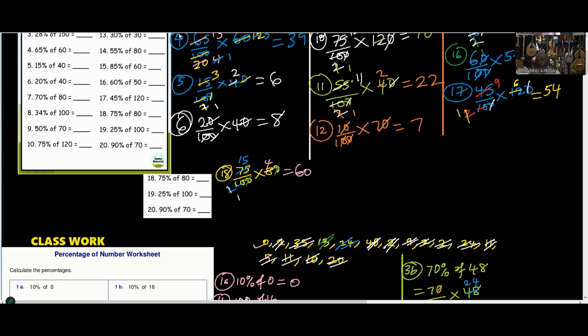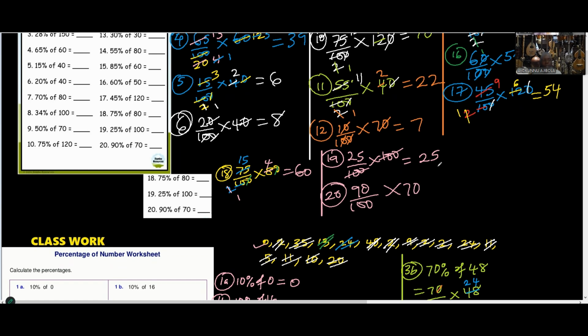Then number 19, I have 25% of 100 again. That question has been repeated, I think. 25% of 100. So 100 cancels 100, and the answer is 25. And the last question, number 20, we have 90% of 70. So two zeros cancel two zeros. 1, 2 cancels 1, 2. Then 9 times 7 is what? 63, and that's the answer.